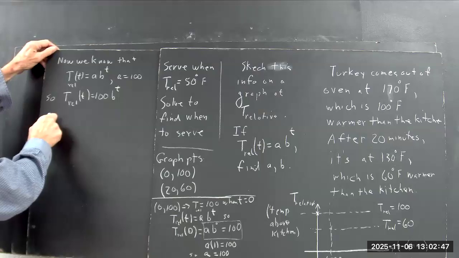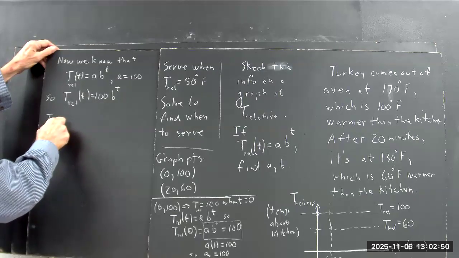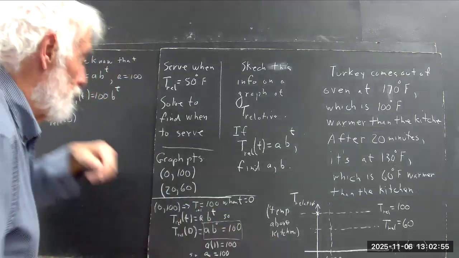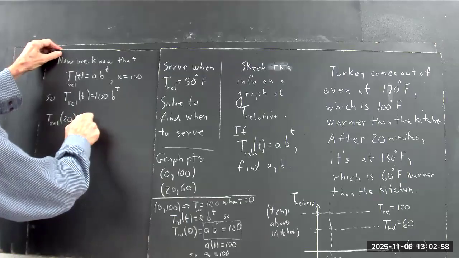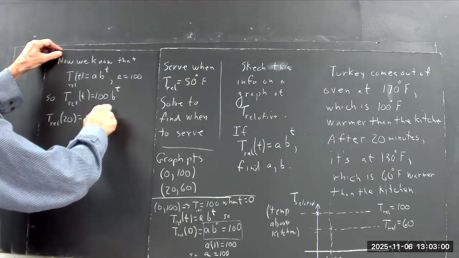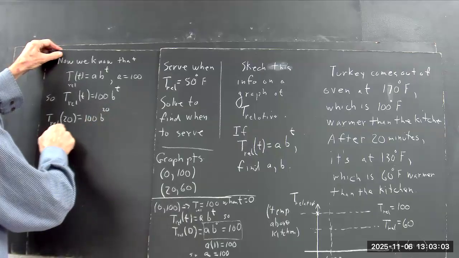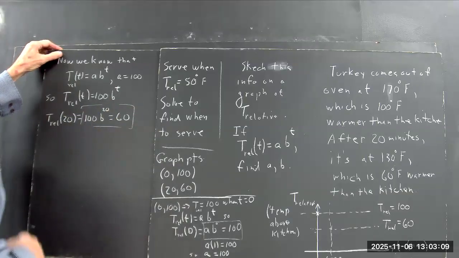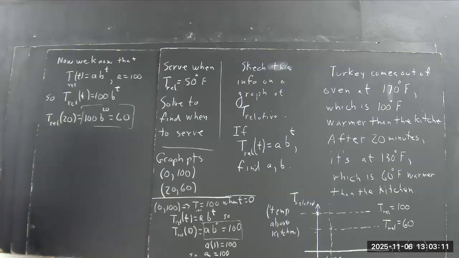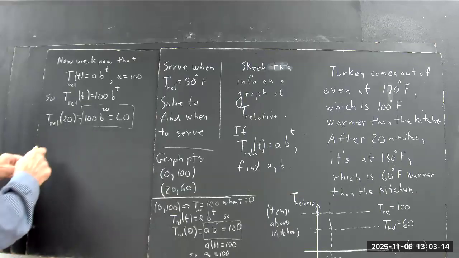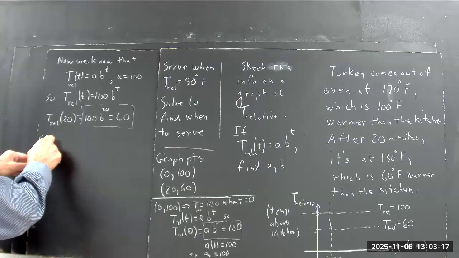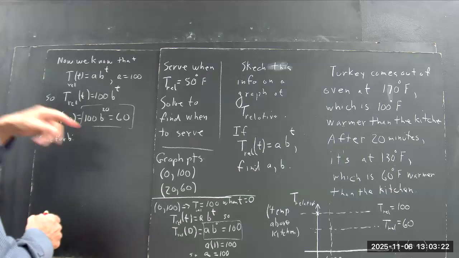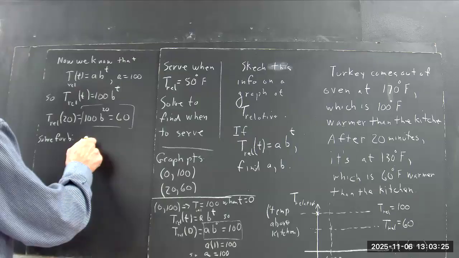Now, we also know T relative of 20, meaning at 20 minutes, equals 100 b to the 20th, and T relative of 20 equals 60. So here's an equation that we can solve for b. First, we just divide both sides by 100.